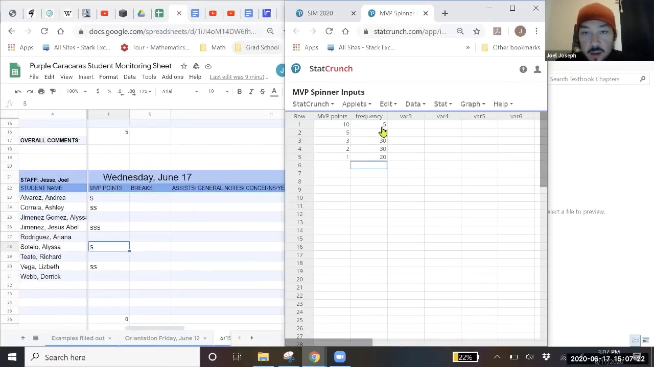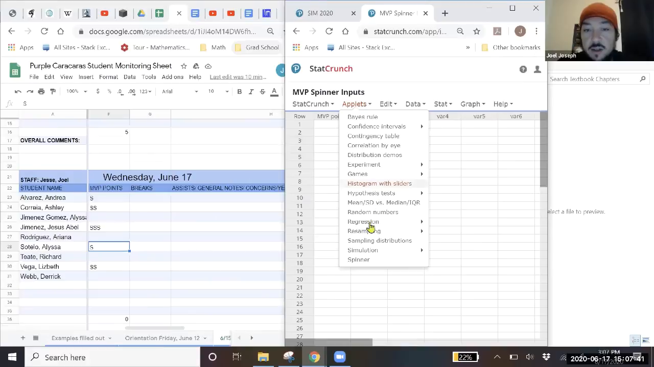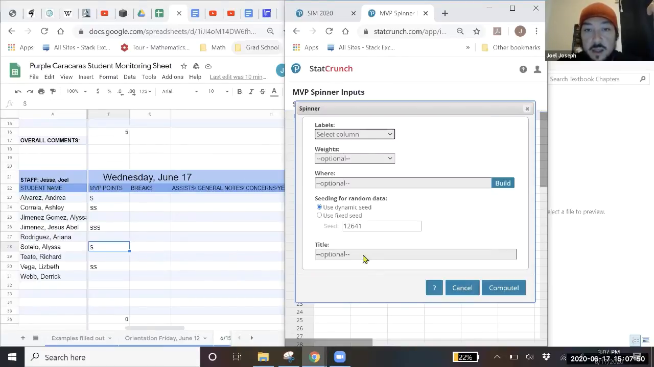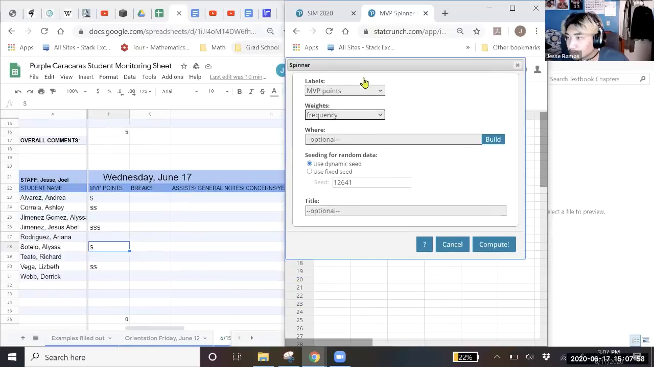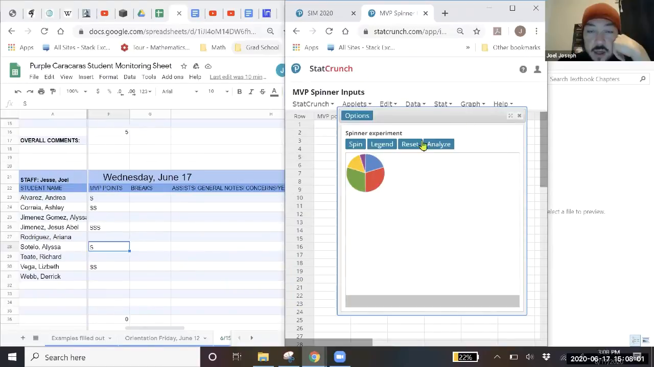Okay, so because it adds up to 100, it's going to figure out there's a 5% chance that you get 10 points. There's a 15% chance you get 5 points. Does that make sense? There's a 20% chance you get 1 point. So it's very likely that you'll get 1 point. And so when I go to applets, you guys will have to eventually learn how to do this for other activities. We're using it as an example for your extra credit points, but you should learn to make a spinner yourself. You click spinner, you put the labels, which are the MVP points. The weights are those percentages I was mentioning to you. And I hit compute, and it creates this.